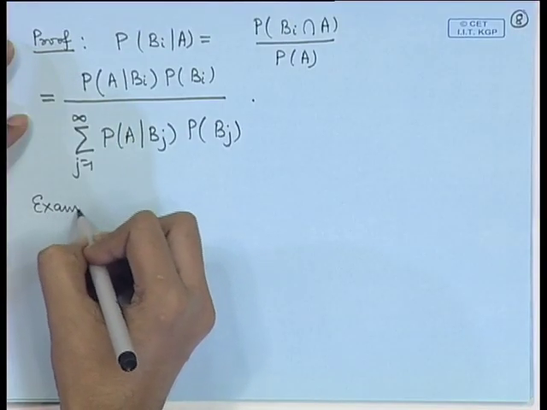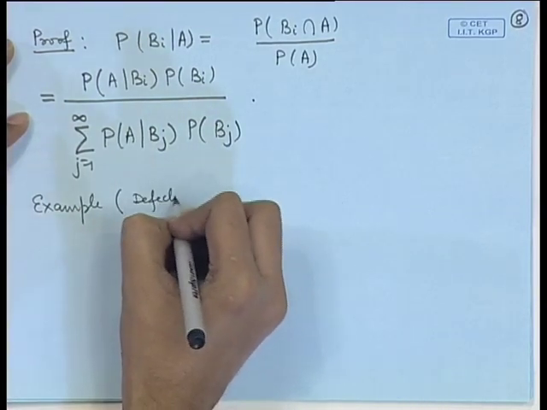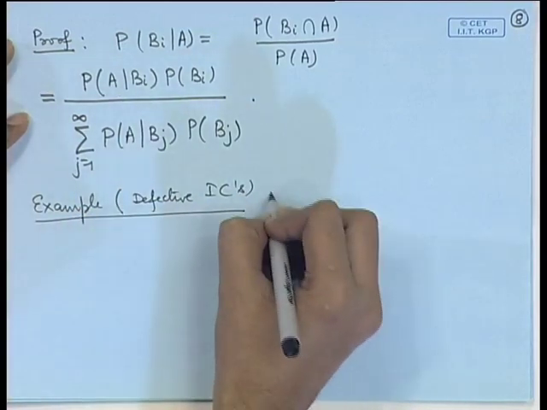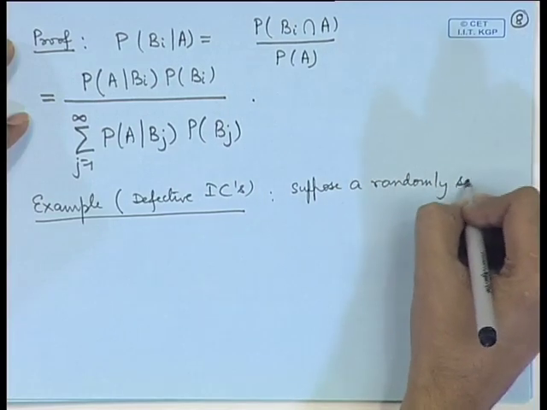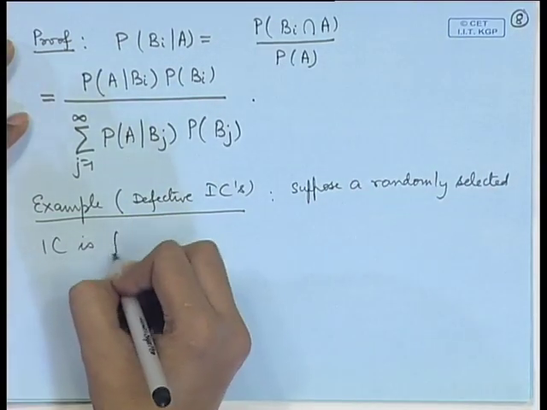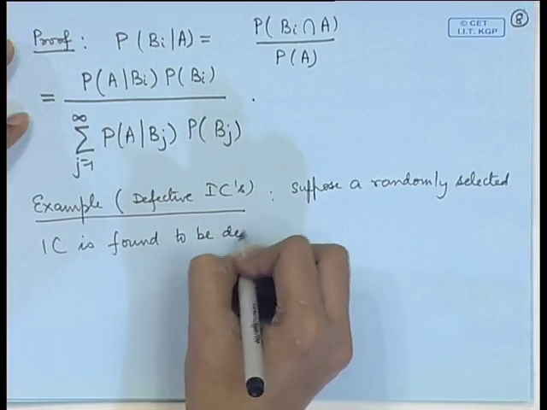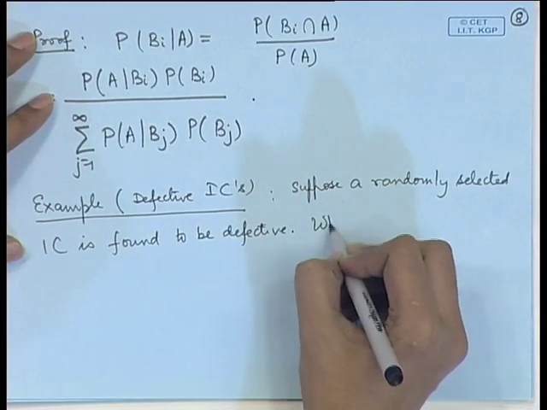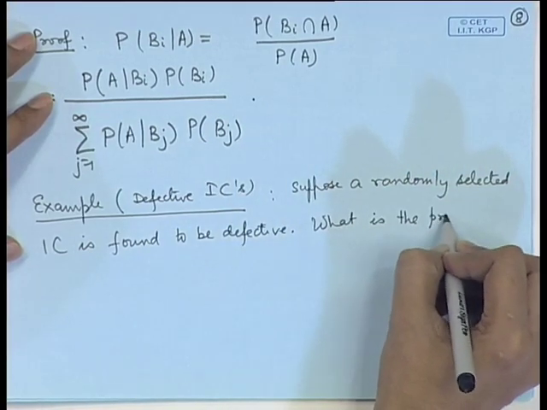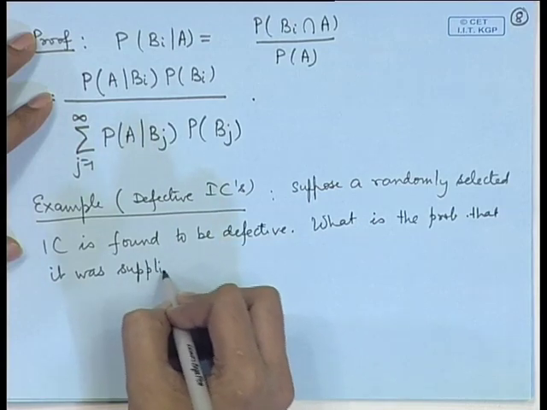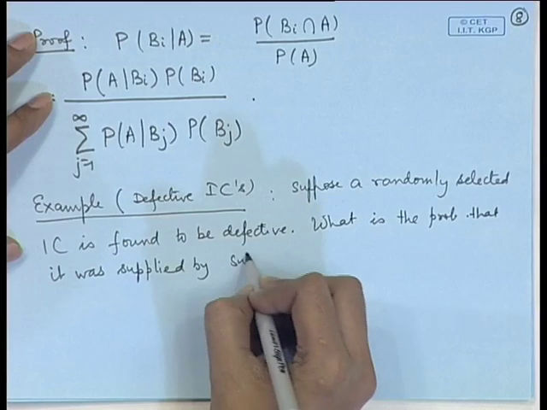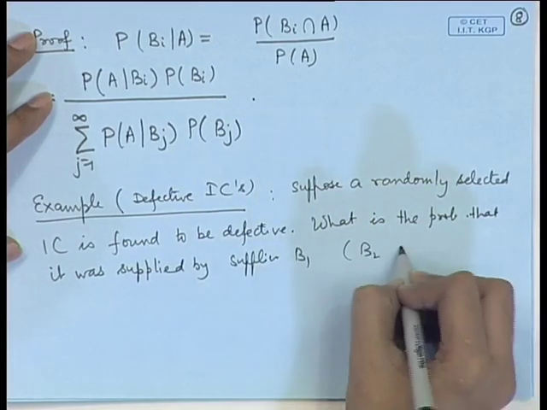Let us look at the previous example of the IC defective problem. Suppose a randomly selected IC is found to be defective. What is the probability that it was supplied by, say, supplier B1 or B2 or B3?